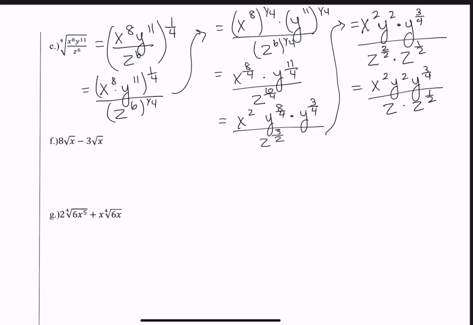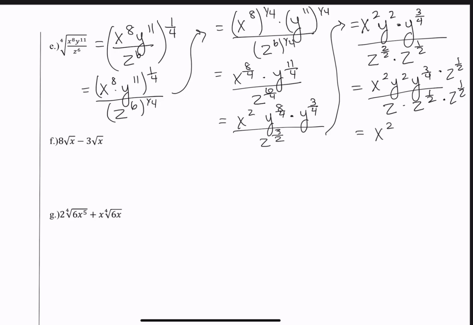Not completely simplified though. We've got a problem here because I am not allowed to have a radical in the denominator. And really that is the square root of z, right? Z to the 1/2 is the square root of z. So I now need to multiply numerator and denominator by something that's going to make that a whole. So what I could do is multiply numerator and denominator by z to the 1/2.